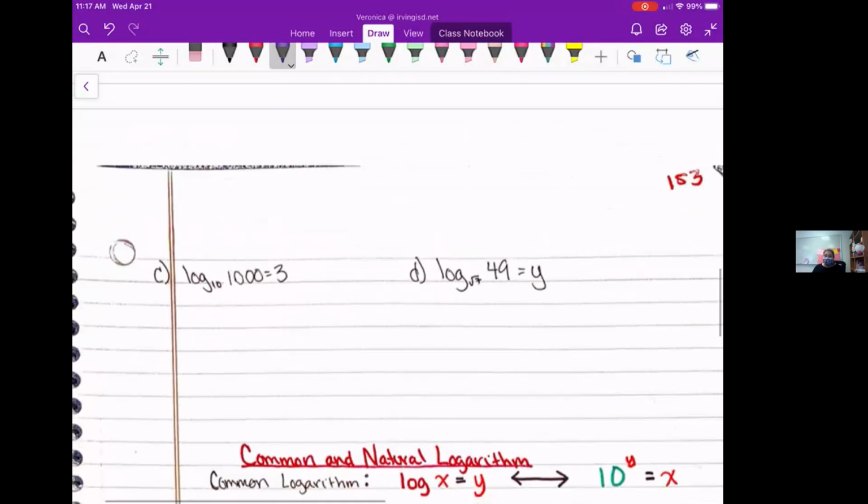Okay, so go on ahead and do C and D. I'll give you like a minute for both. Now you're converting it back into exponential form, C and D.